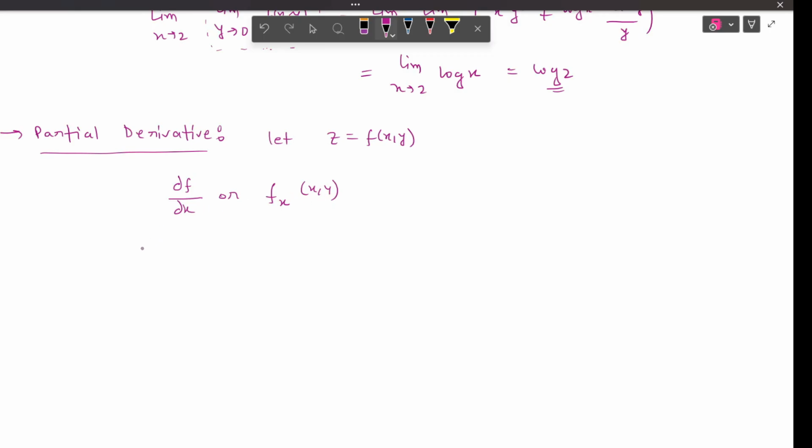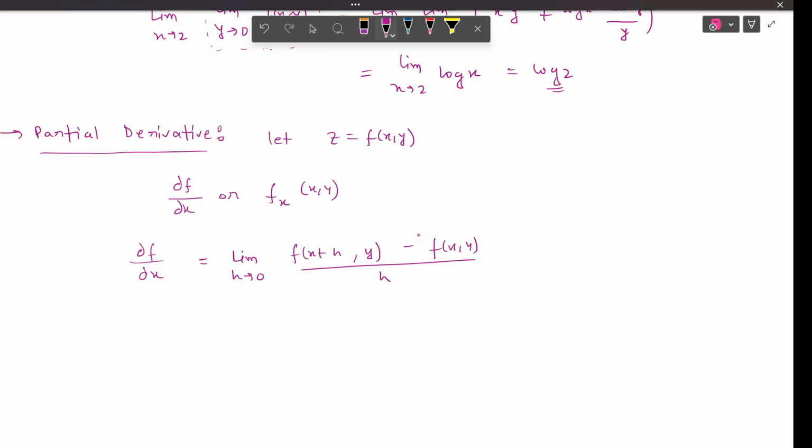Okay. And we know the basic definition of derivative, that is delta f by delta x is limit h tends to 0, f of x plus h comma y minus f of x comma y by h.